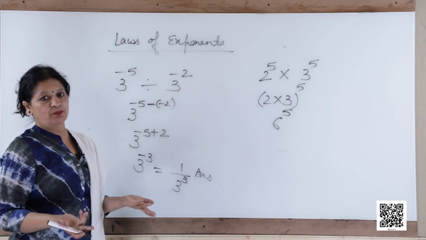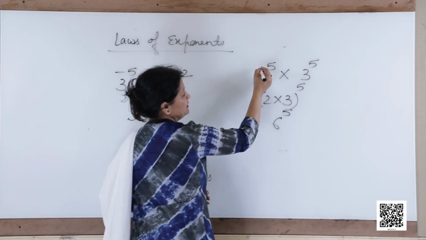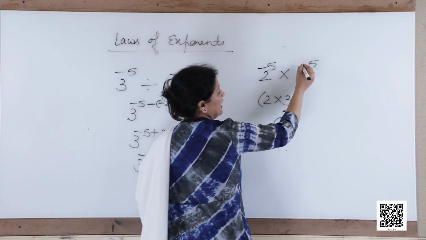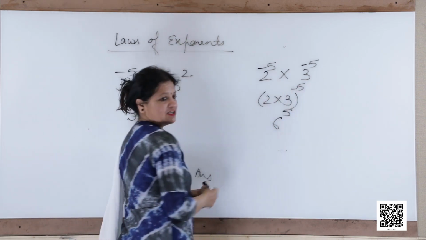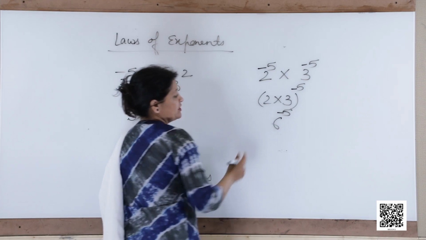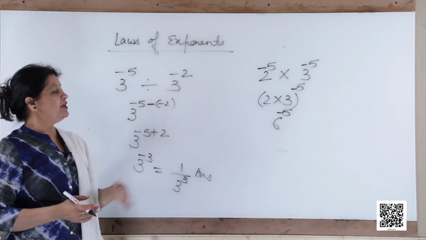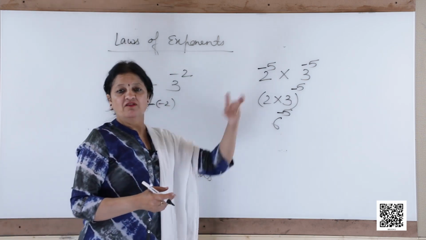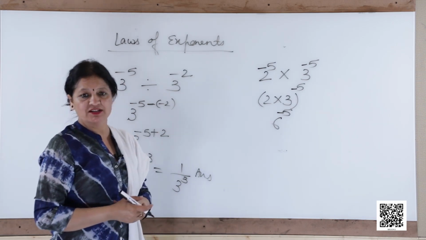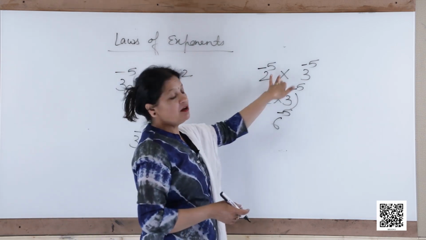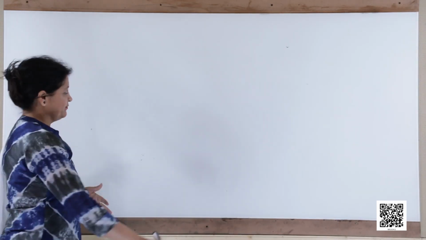The same you can do if the power is negative. It means in place of plus, if we have negative, 2 raised to the power minus 5 and 3 raised to the power minus 5. Again the same, 2 into 3 to the power minus 5. So our answer will be 6 raised to the power minus 5. So your law proves here also. That means if bases are different but the power is the same, we can multiply the bases if the sign of multiplication is there, and if the sign of division is there, we will divide the bases. So let's start with your exercise questions.